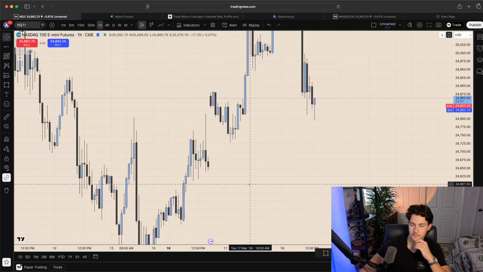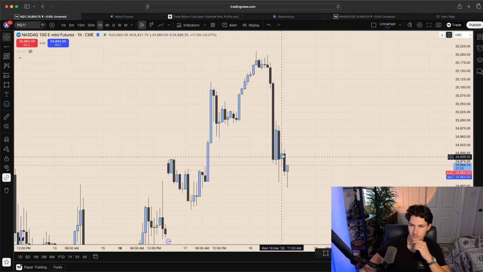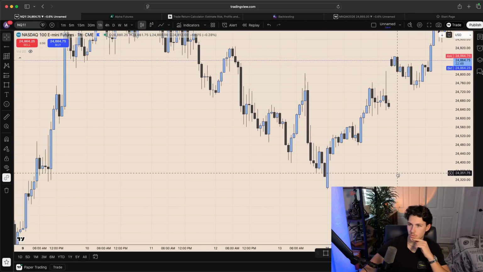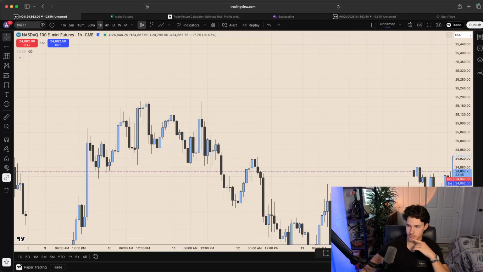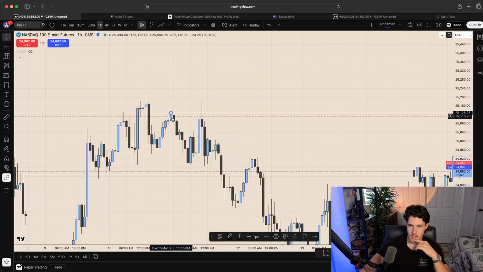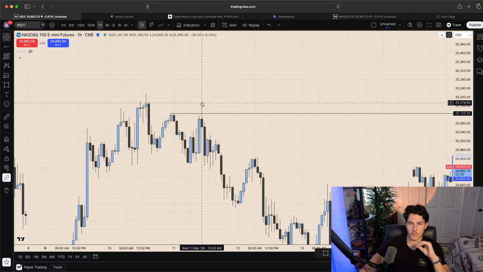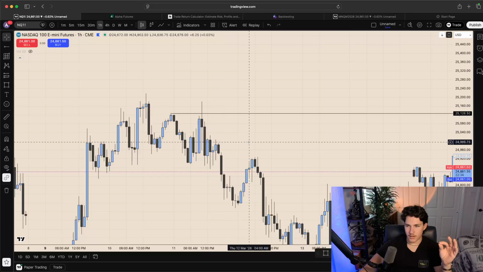So you can see different moves where we should have been going up or down, and we just get a random wick, and then we just push down, like here, right here. See? Right here, we had this high. Right there. And then we had this wick, and then we pushed lower. What is that? That is grabbing liquidity.